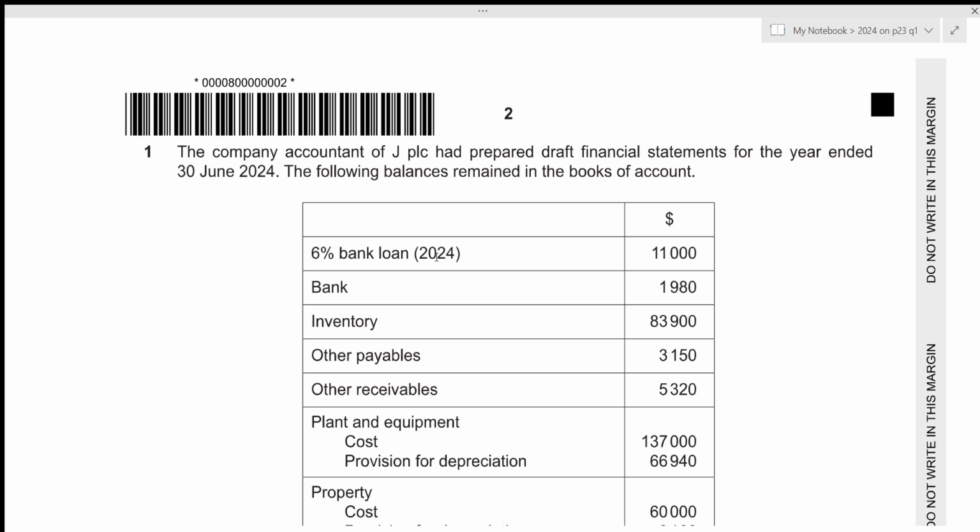Since question number 1 is of 30 marks, ideally you should be spending about 35 minutes in order to solve this question. And in this video as well, we'll be attempting to solve this question under 35 minutes. So without any further delay, let's get started.